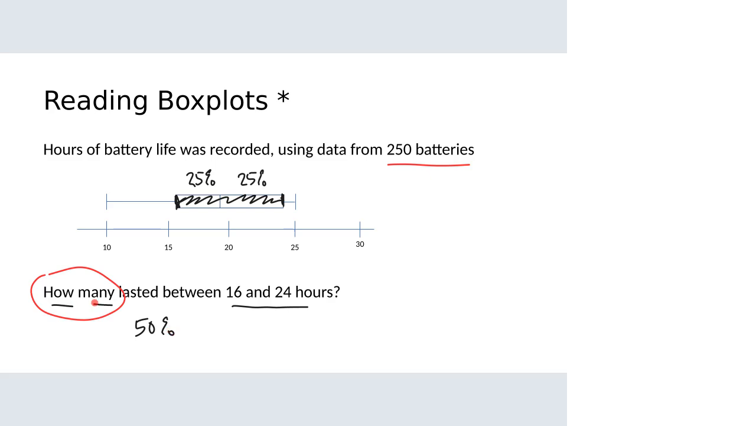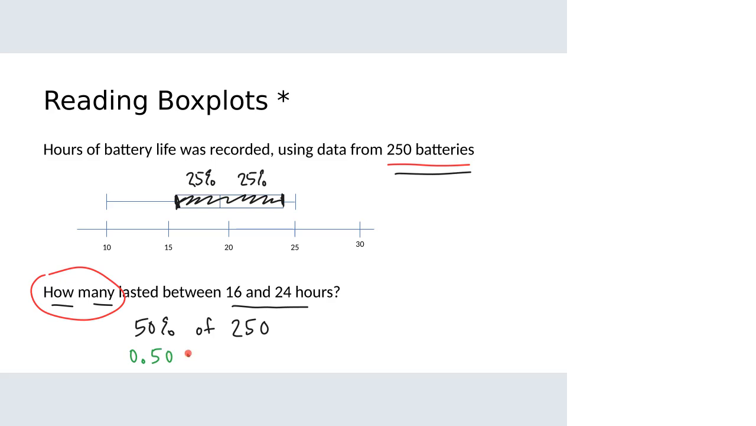It said how many. And so what we need to find is 50% of the 250 batteries that were in the study, because it's actually how many batteries, not the percentage that we're supposed to respond with. And you may remember percent problems, you may not, but if we want to find 50% of 250, what we're going to do here is convert 50% to a decimal, which would be 0.5 or 0.50. Those are both the same. So that's converting 50% to a decimal.